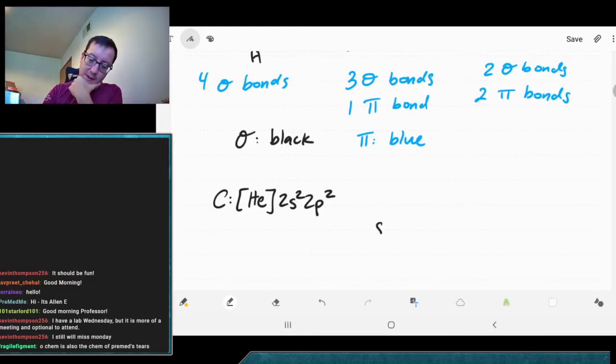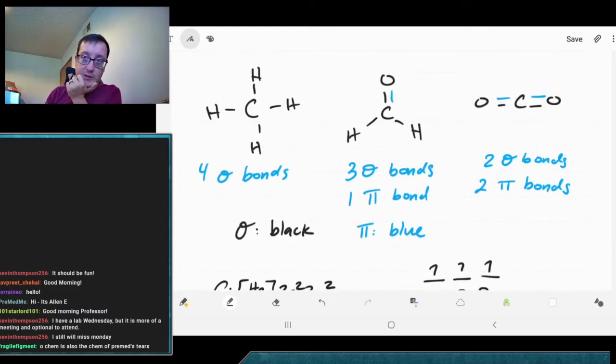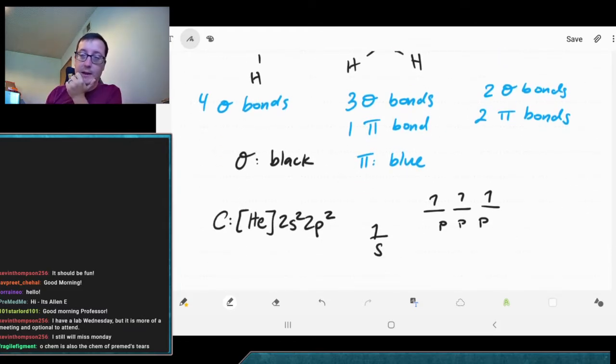Remembering that s electrons are lower energy than p electrons, we might think, okay, we're just going to have 4 electrons to work with. We'll just go ahead and promote one of those s electrons up to p. Now we have 4 electrons, we can make 4 bonds with them. But remember, as we talked about 2 semesters ago, we find that the bonds in methane, which has 4 sigma bonds there, are all identical to each other.